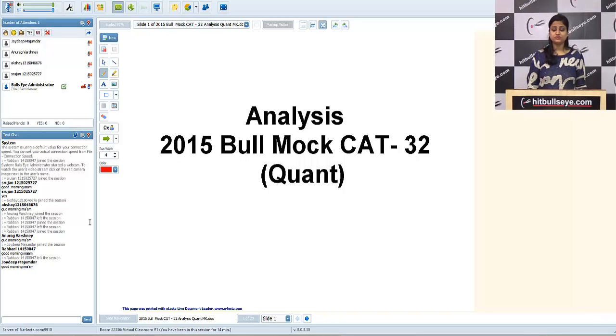Let us start analysis of 2015 Bull Mock CAT 32. We'll cover Quant and ARDI sections. So let us start.